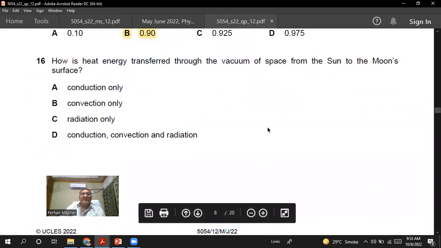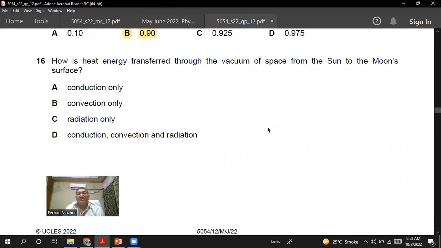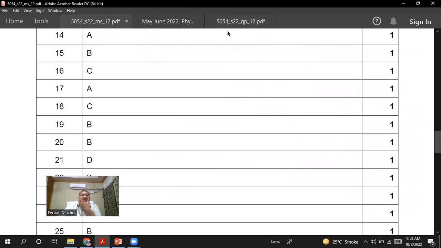Okay, so we are going to the next question. He says, how is the heat energy transferred through the vacuum of space from the sun to the moon's surface? Conduction cannot take place in space. Convection also cannot take place. Conduction and convection both require a medium. Then he says radiation only. Yes, by radiation, the heat can travel. Energy can travel in space. And the D choice is conduction, convection, radiation. No. So I think C is the best option here. Let's check. C is the right option, sir.